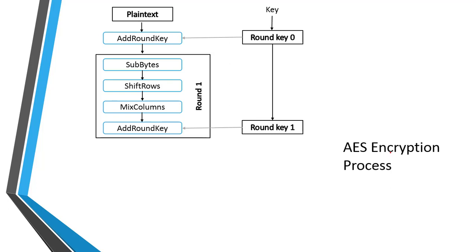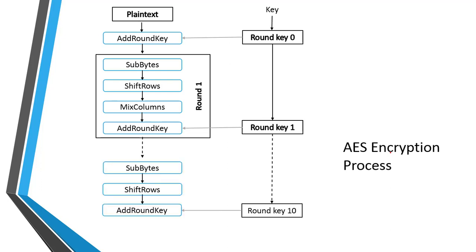So this is the round 1 of the AES, in which substitution byte, shift rows, mix column, and add round key operations are performed. After that, the output of this round is given to the next round, and all the rounds perform the same operations, that is substitution byte, shift row, mix column, and add round key.